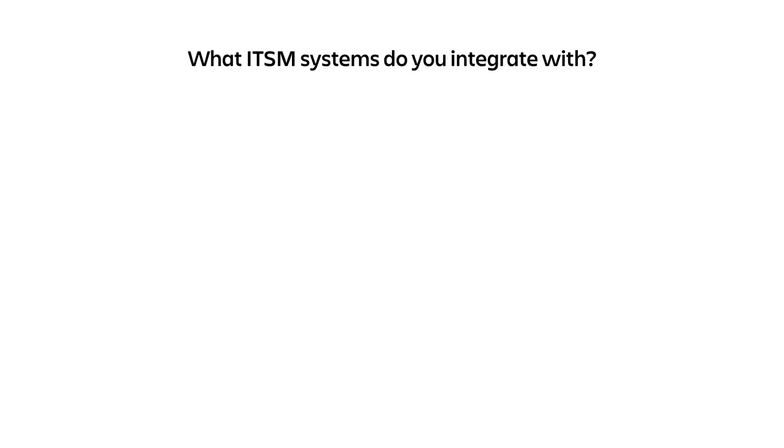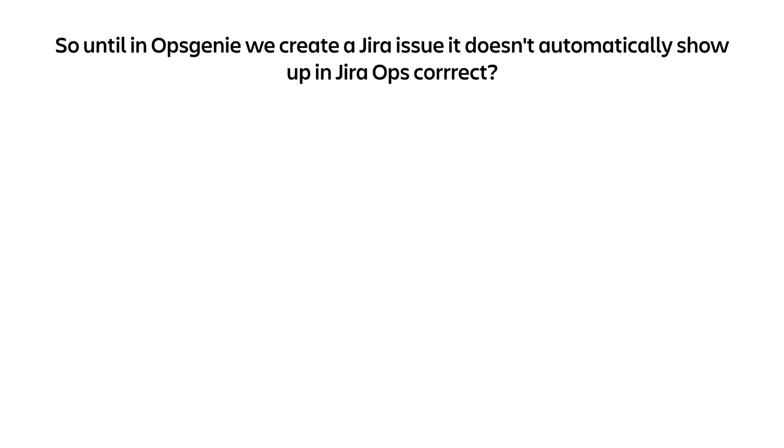Here's a question about pushing issues from Ops Genie over to Jira Ops, like I showed at the beginning of the presentation. So in Ops Genie, we create a Jira issue. It doesn't automatically show up in Jira Ops, correct? That's correct, according to the workflow that you just saw in the webinar. However, Ops Genie's integration capabilities are very customizable. I've played with them a bit. Really powerful, easy to navigate, and you could certainly set it up this way, is what I'm trying to say.